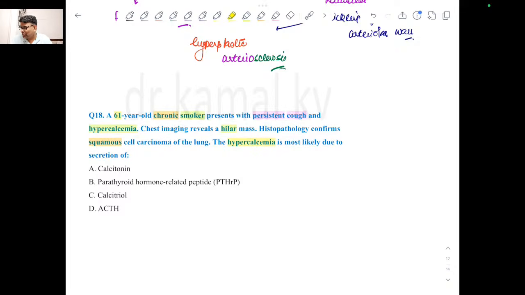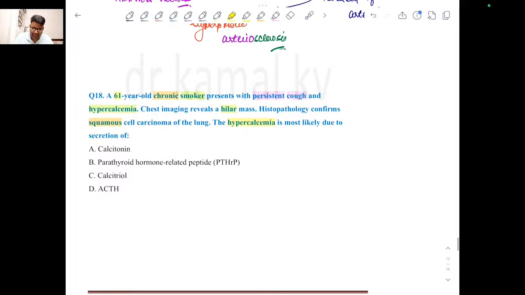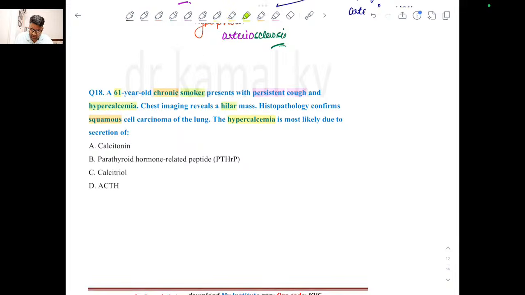So yes, Bhuvana, this is squamous cell. Saloni Priya, absolutely right. Deepak, Vikas, yes, everyone is right. So this is parathormone related peptide. So yes, this is a classical case of paraneoplastic syndrome. So squamous cell carcinoma, and here there is a paraneoplastic syndrome.